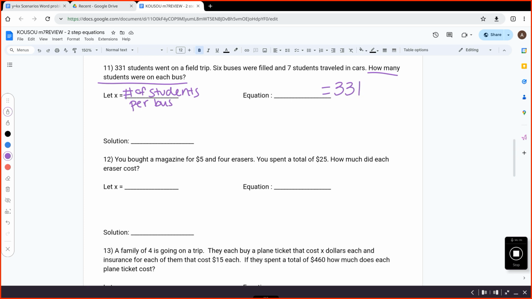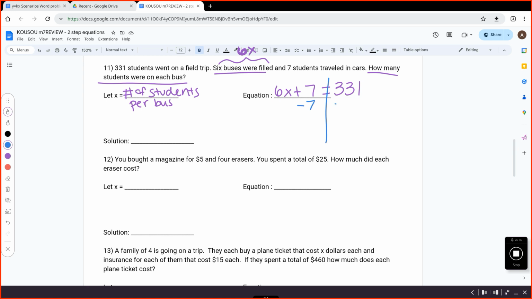6 buses were filled. Now here we don't know how many kids are in each bus, so we're saying 6x. And then we know that 7 students traveled in the cars. All right, so now we can draw the river or the stream and solve. So we're not going to touch this because that has the x next to it. We are going to move this guy, the plus 7, over.